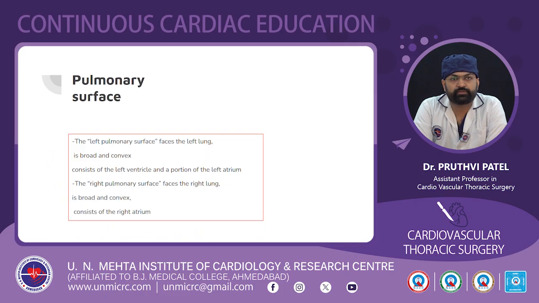On both sides we have pulmonary surfaces. Both are broad and convex. The left pulmonary surface faces the left lung, is broad and convex, and consists of the left ventricle and a portion of the left atrium also. The right pulmonary surface faces the right lung, is also broad and convex, and consists of the right atrium.